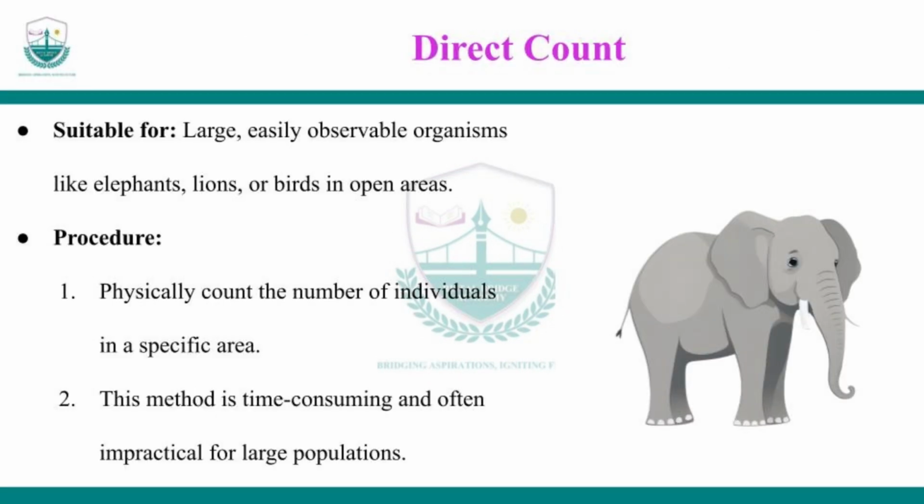Direct count is the simplest method, but not always the most practical. Best for large visible organisms like elephants, lions, or birds in open landscapes. Procedure: physically count each individual in the area. While straightforward, it's time-consuming, labor-intensive, and often unrealistic for elusive or small species, or massive populations.